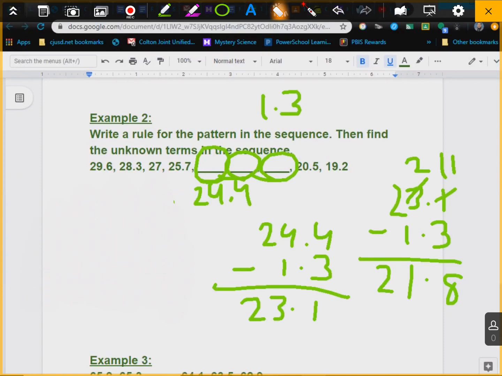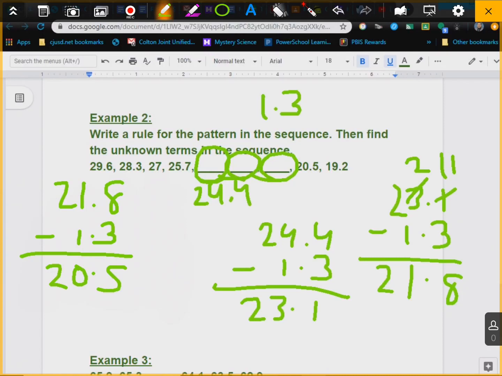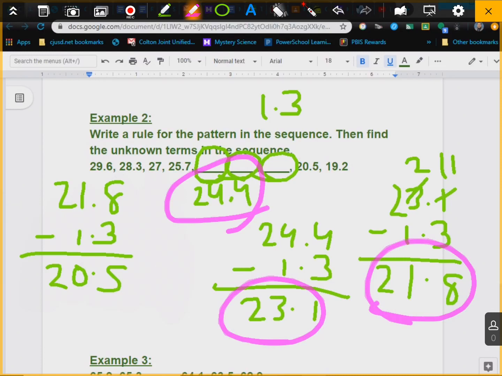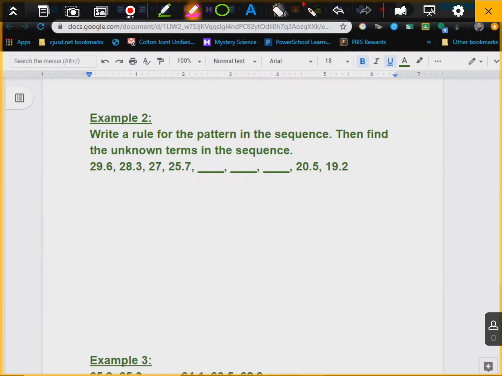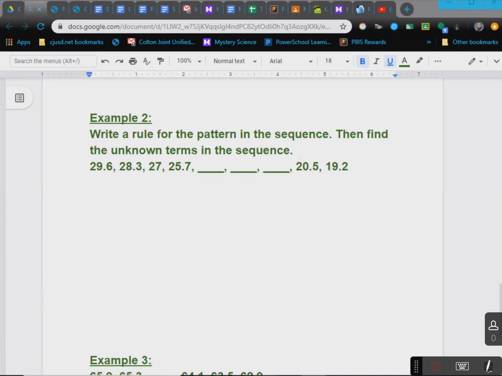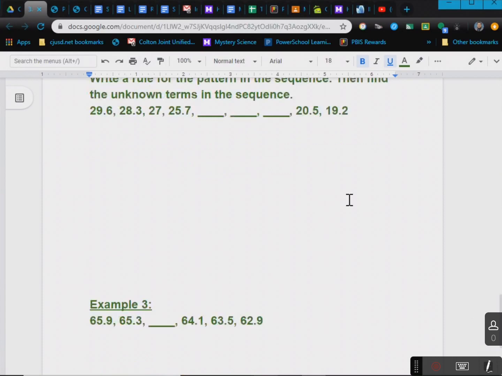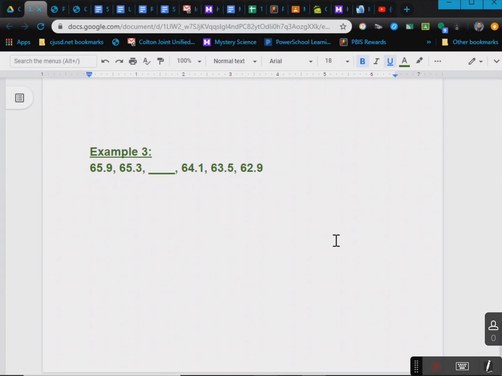So let's take 21.8 minus 1.3, and that should get us 20.5, and it does. So we know that our three terms are 24.4, 23.1, and 21.8, and the pattern is that it is decreasing by 1.3 every single time. All right, that's the second example. If you need to rewind and pause, go ahead. We didn't do addition on that just because it wasn't going to work out. We saw that it was decreasing, so subtraction was the best way to go. Let's keep it simple, guys.